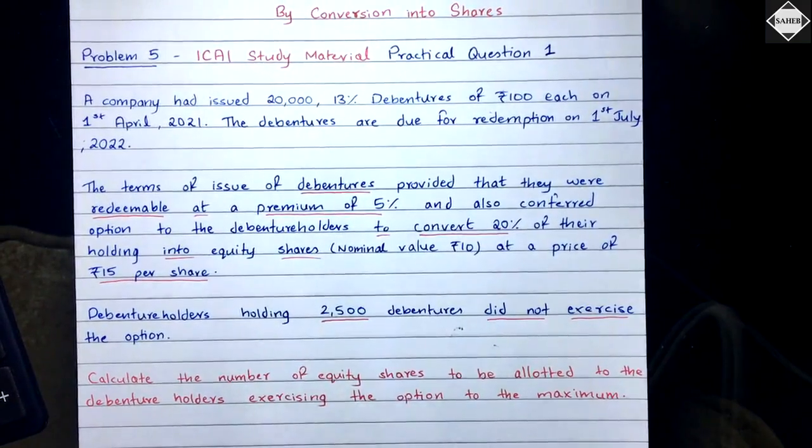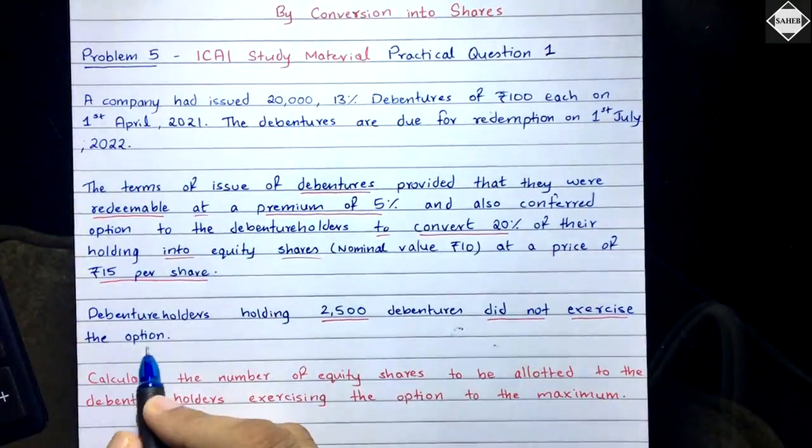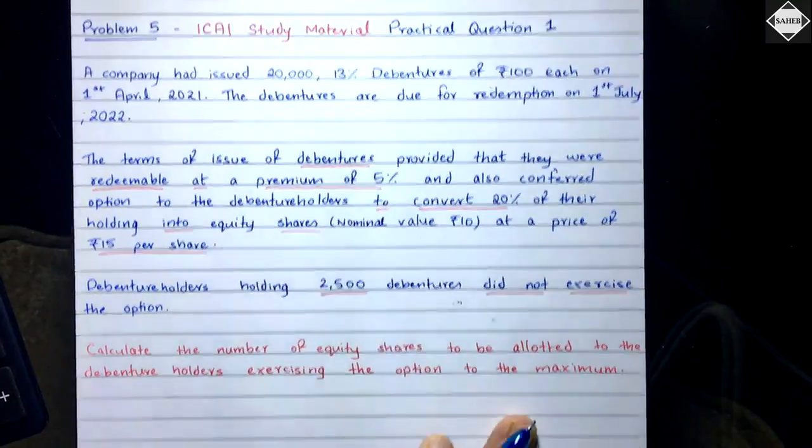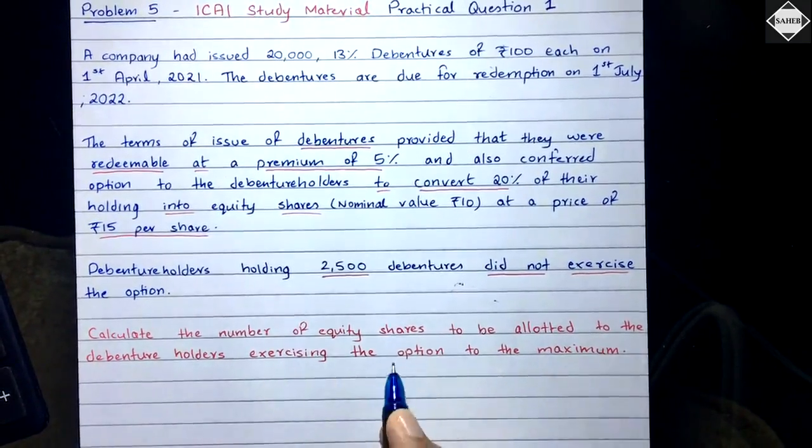You all know that, right? So debenture holders holding 2500 debentures did not exercise the option. Okay, so that's what. And then see here, calculate the number of equity shares to be allotted to the debenture holders exercising the option to the maximum.